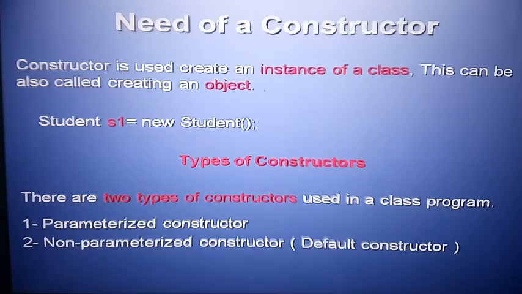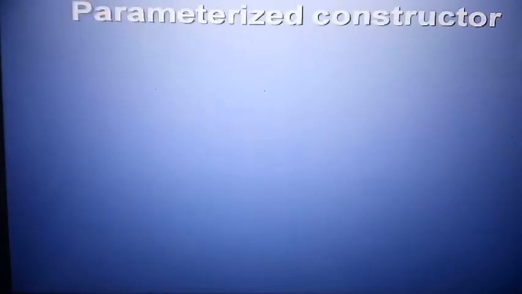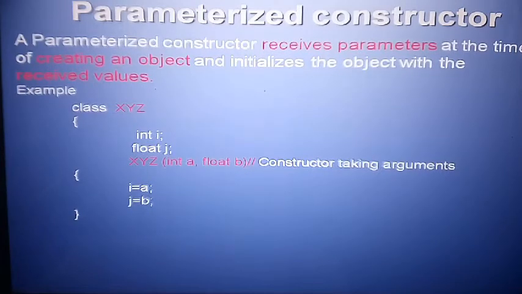Types of constructor: here there are 2 types, parameterized constructor and non-parameterized constructor. The non-parameterized constructor you can also call the default constructor. A parameterized constructor receives parameters at the time of creating an object and initializes the object with the received values.